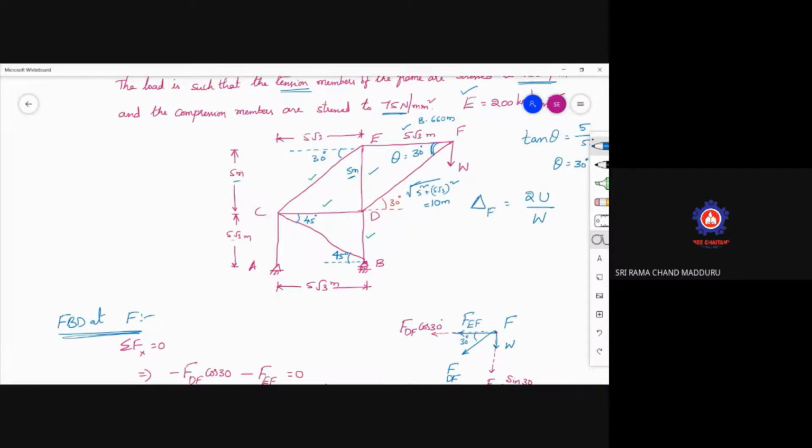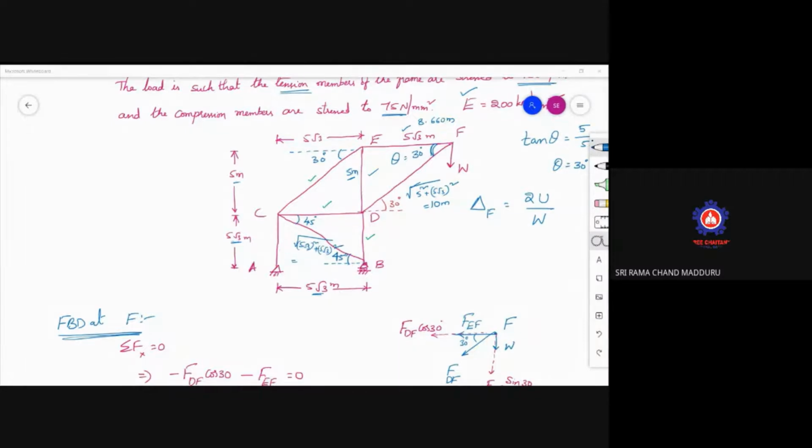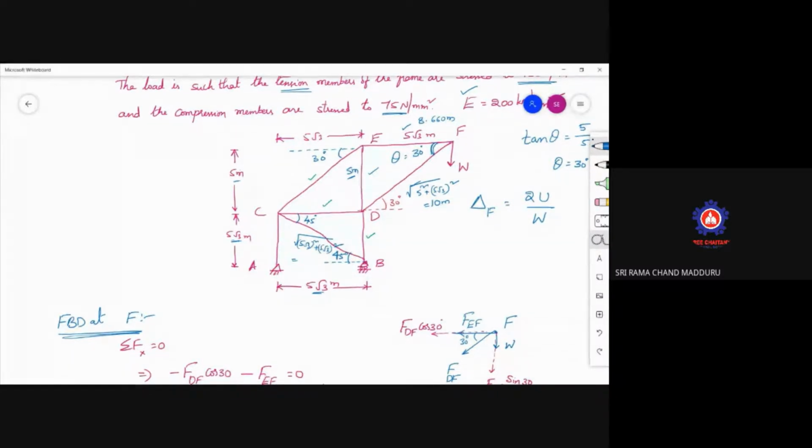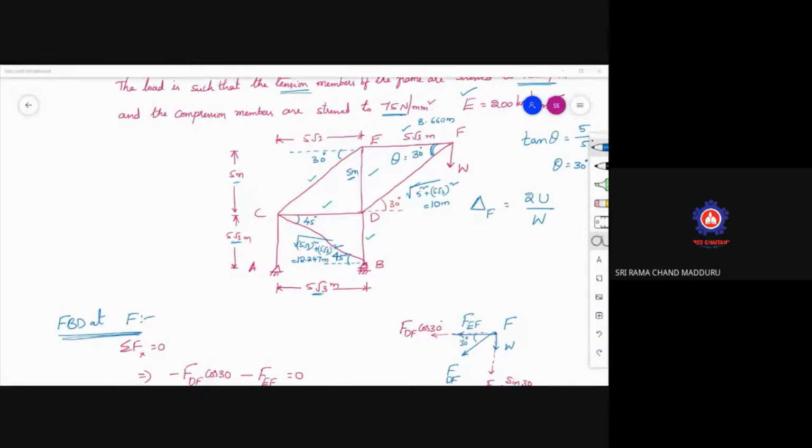Now coming to the BC member, see the length of the BC member here. This is 5 root 3 and this is 5 root 3. So the length of this member is square root of 5 root 3 whole square plus 5 root 3 whole square. The value is 12.247 meters.